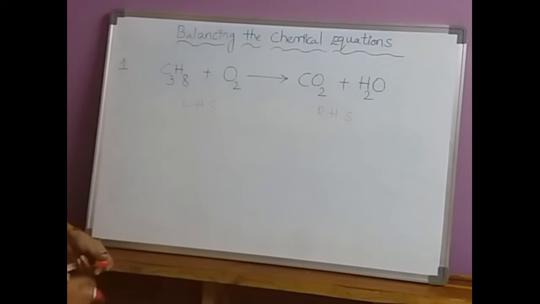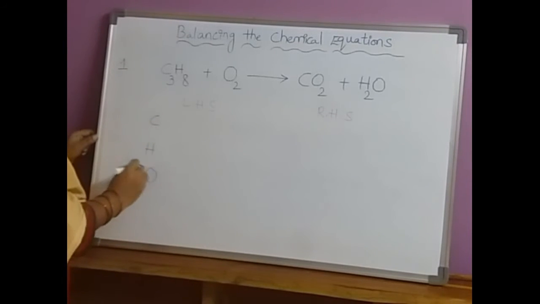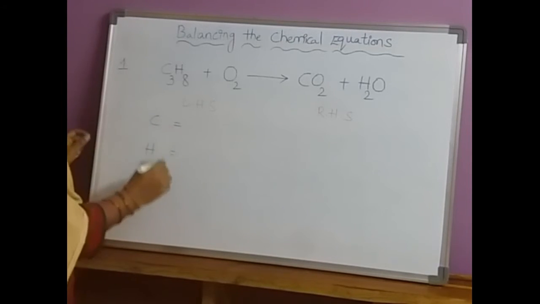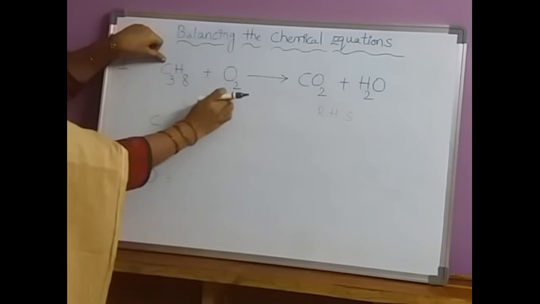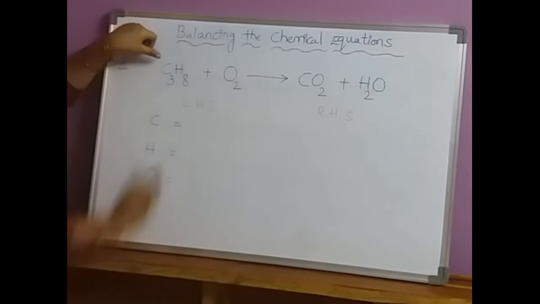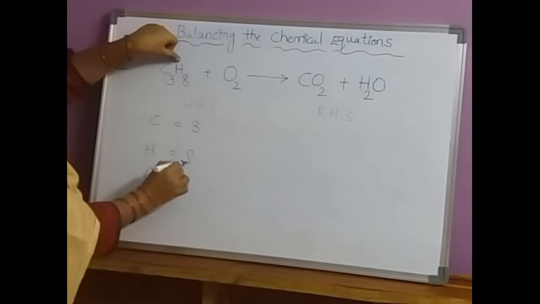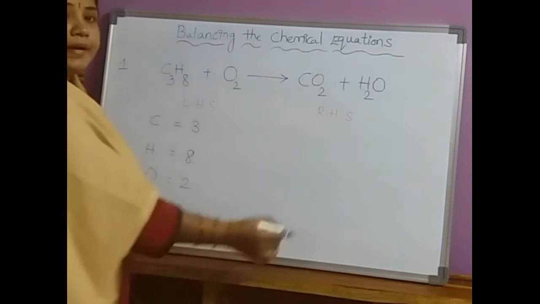Next, we have to note down what elements are present on the LHS side. We have carbon, hydrogen, and oxygen. And we have to write how many atoms of each element there are. On the LHS side, how many carbon atoms are there? We have to check in this molecular formula and this molecular formula. LHS side means the whole. So we have 3 carbon atoms, 8 hydrogens, and 2 oxygens.